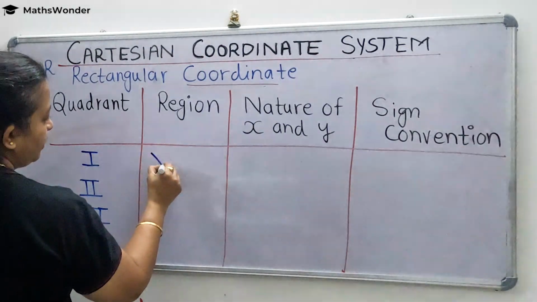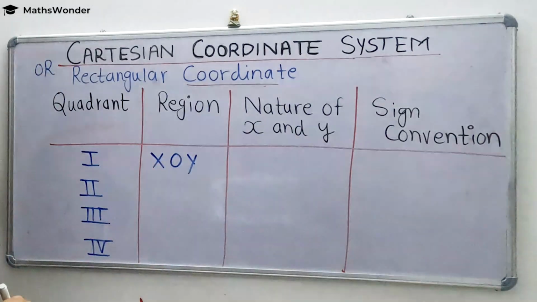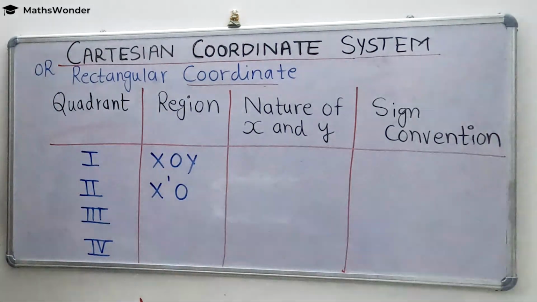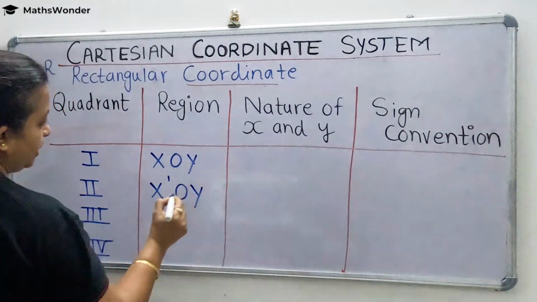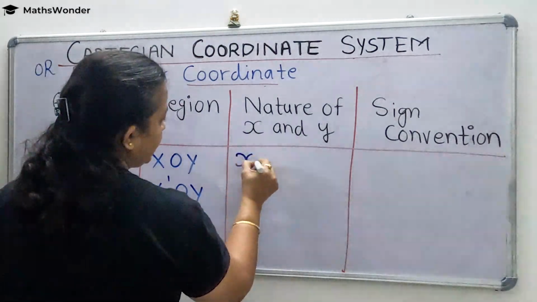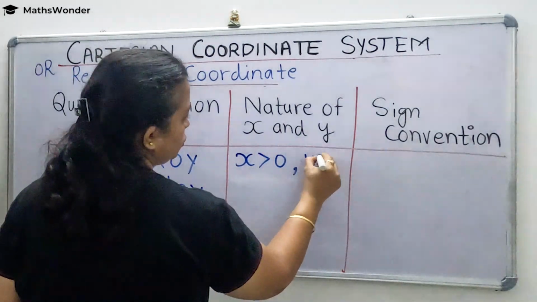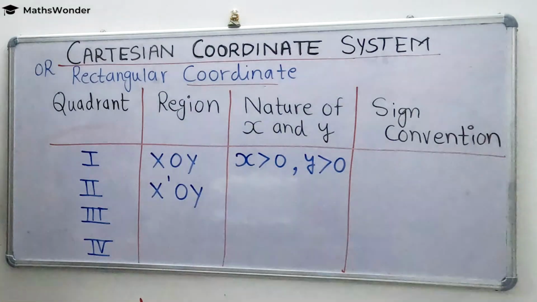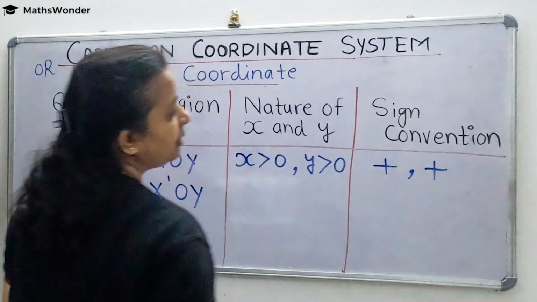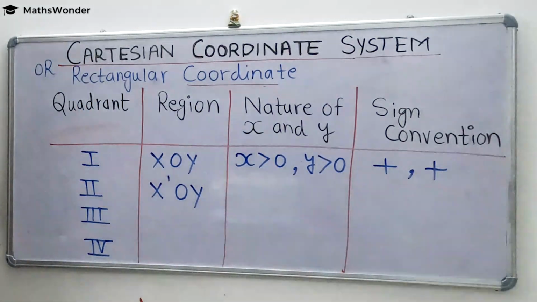Now, what is the x quadrant? Always we come in x o y, right? As you can see in the figure. Previous x dash o y for the second quadrant. Okay, so quadrant 1 is x o y, where x is greater than 0 and y also is greater than 0. This means both sign conventions are positive in the first quadrant, as we have seen in the figure.